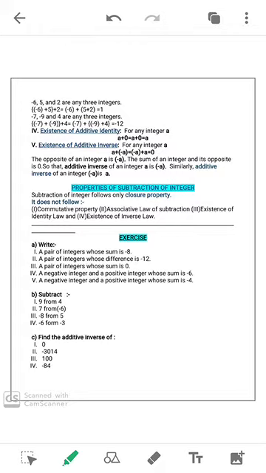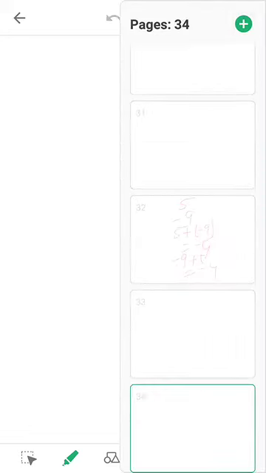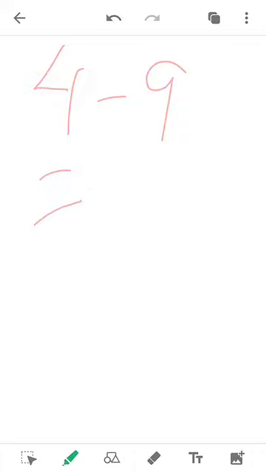We solve like that. Now from question number 2, subtract. You all students know how to subtract an integer from another integer. First, 9 from 4. From 4 means 4 minus 9. Subtraction is minus 5.